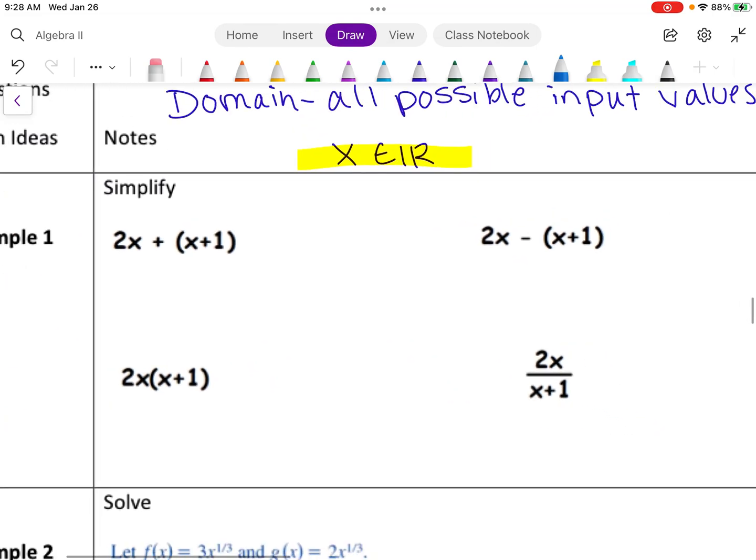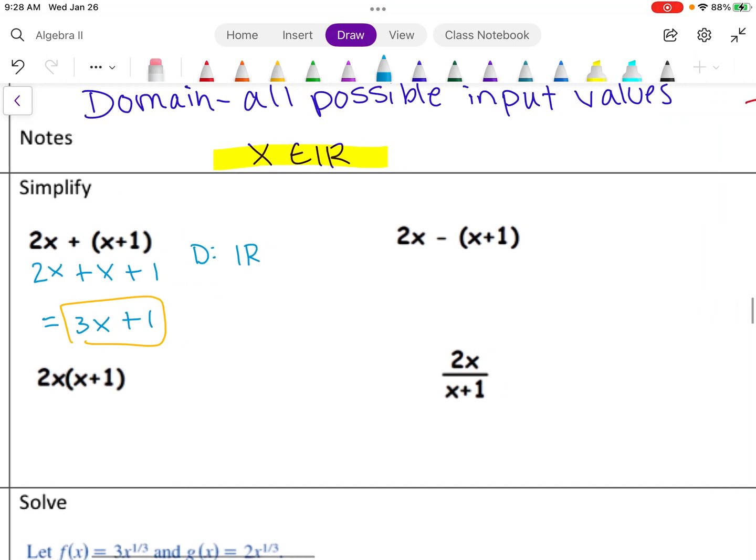So example 1, we just want to start off by simplifying a couple of these. So if we had 2x plus x plus 1, well, we're adding, so we don't need to distribute anything. So we just have 2x plus x, which is 3x plus 1. And there's our answer. There's no restrictions here, so our domain would just be the real numbers.